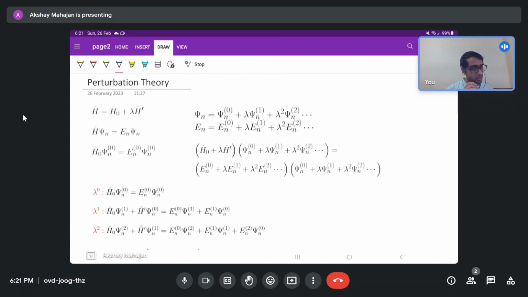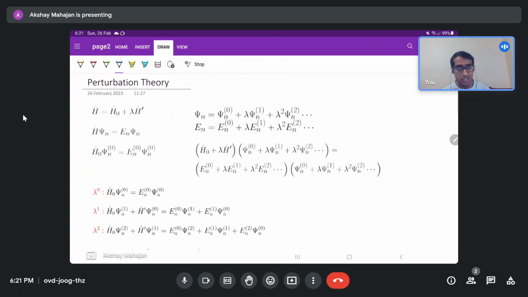So we need to find the psi n and E n values for our complete Hamiltonian, and from this H cap naught we know psi n of 0. So in perturbation theory, we write our psi n as psi n 0 plus the first order correction times lambda plus lambda square times the second order correction, and so on. Similarly, for the energy E n, we write the 0th order value without any perturbation plus lambda times the first order correction, plus lambda square times the second order correction, and so on.